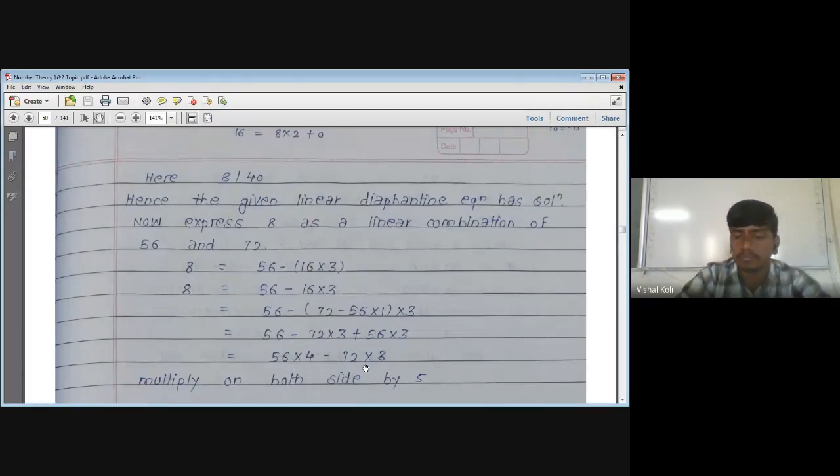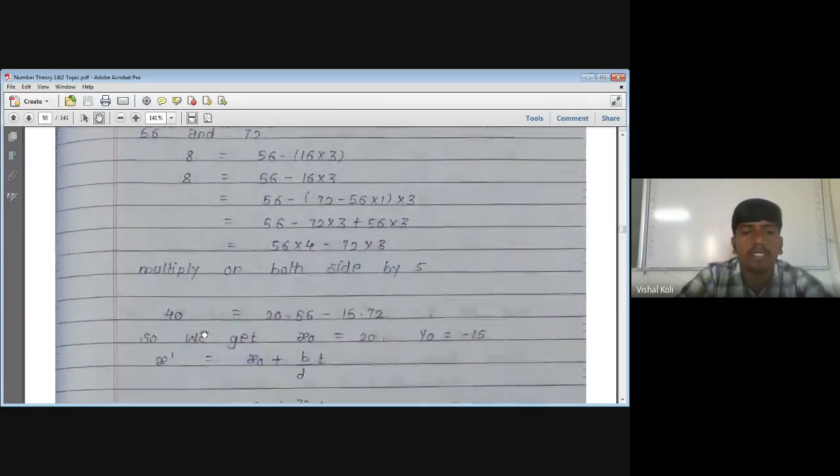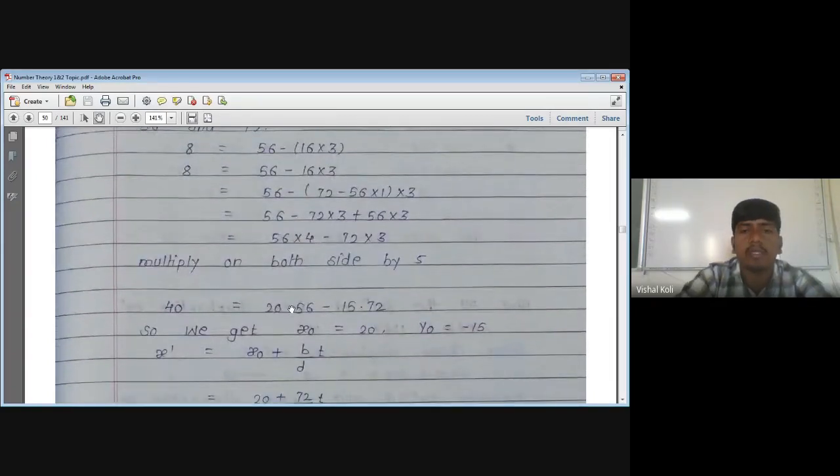Now we have to multiply both sides by 5. Then we get the LHS as 40, that is the value of c. Therefore 40 is equal to 4 into 5, 20 into 56, minus 3 into 5, 15 into 72. Now from this, the value of x naught is nothing but 20 and the value of y naught is nothing but minus 15. Therefore here we get the particular solutions of the given linear Diophantine equation, which are 20 and minus 15.